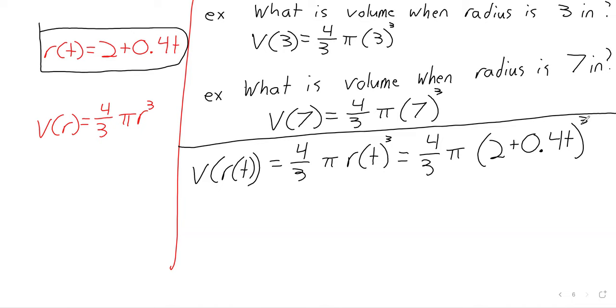And there's your composition. This is the function that takes time as its input and gives volume as its output and does not have any mention of radius. It cuts out the middle man and just goes from time to volume. Any questions so far?